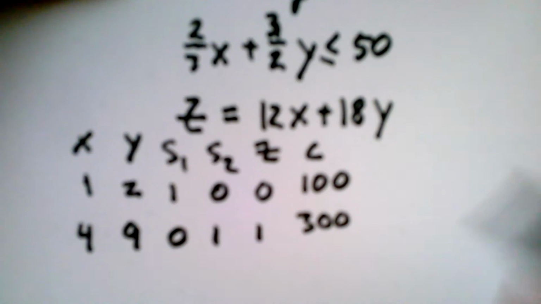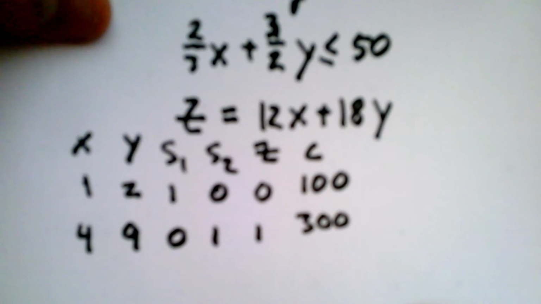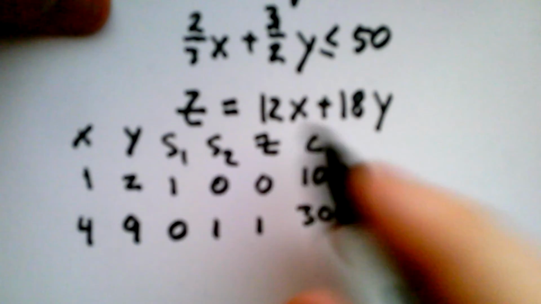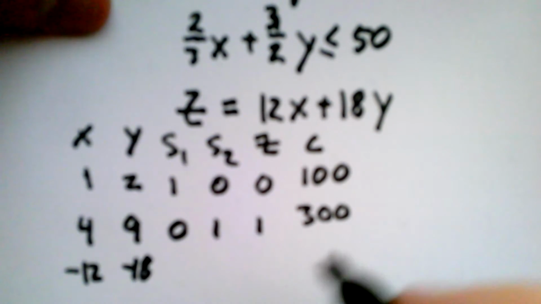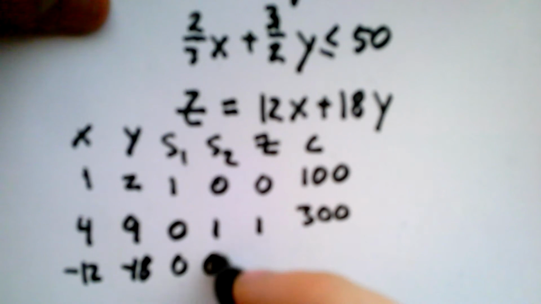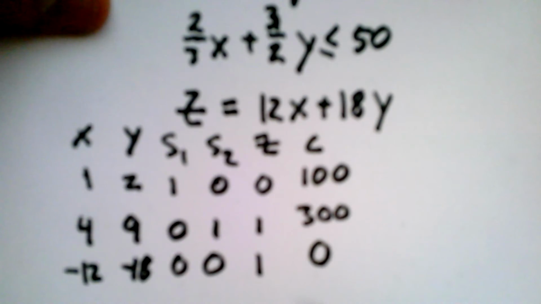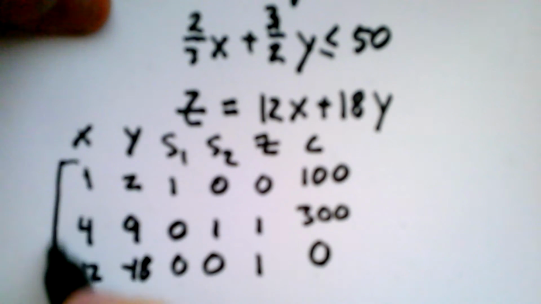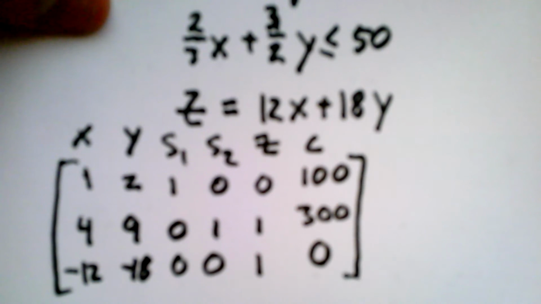And then our objective function is going to be the bottom row of our matrix. So we have negative 12x, negative 18y, no slack variables, and 1z, and the constant is 0. So this is called our simplex tableau.